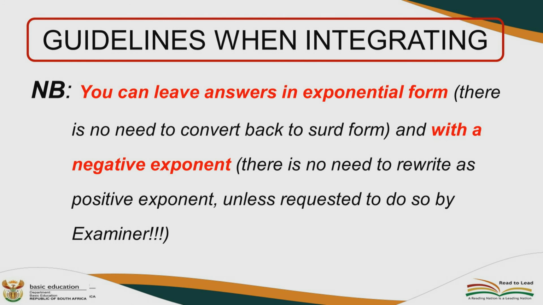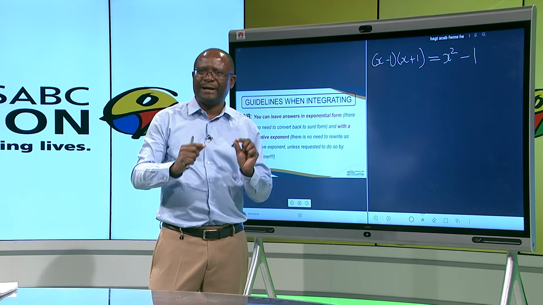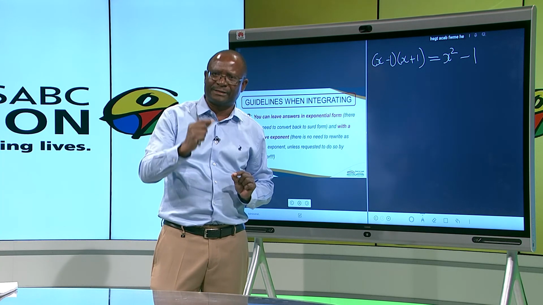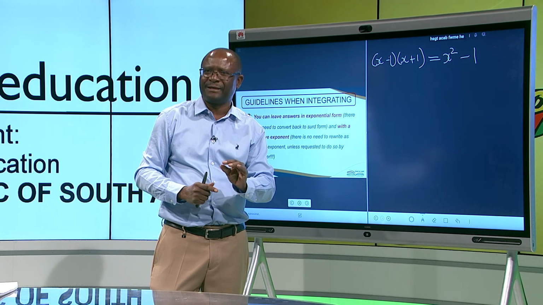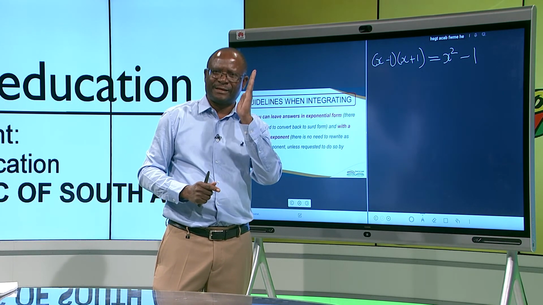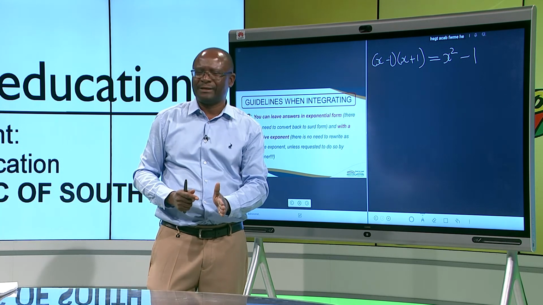The same applies if there is a negative exponent. There is no need for you to write your final answer with a positive exponent. It is not important. It's a waste of time because at times there will be no mark allocation. If the examiner wants you to write your answer with a positive exponent, then a directive will be given in the instruction. Therefore, it is important for you to follow the instruction given by the examiner. If you follow those guidelines, then I can guarantee you will get 70 to 100% on this section.